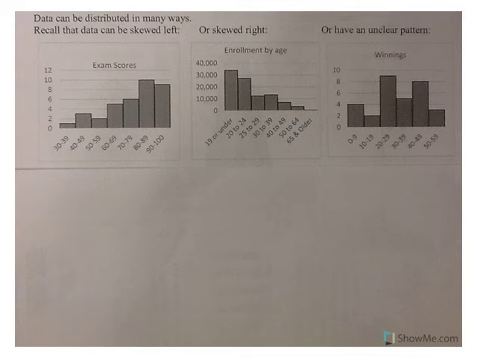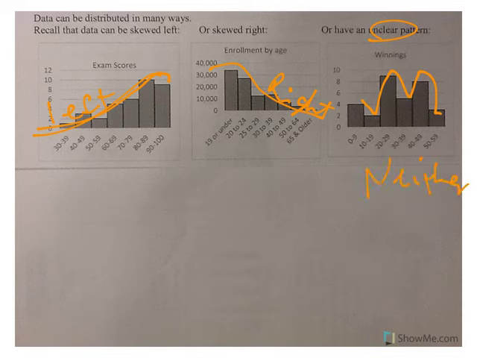All right, this video is the introduction to the normal distribution. Now, we have talked about skewness and symmetry already, and we have three graphs here. You can see that this one is skewed left, because the data tails off to the left. This one is skewed right because the data tails to the right, and this one, which goes down, up, down, has an unclear pattern. It's not symmetrical, it's not skewed right, it's not skewed left, it's just random data, right?